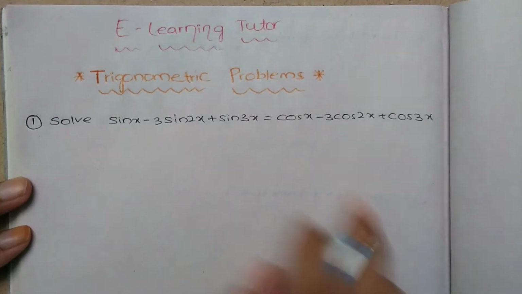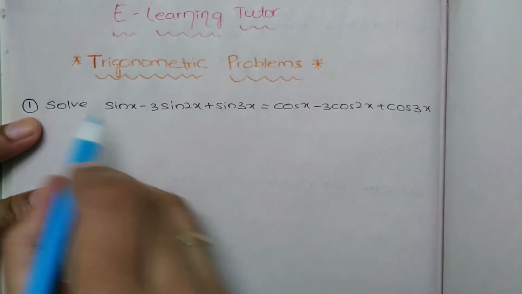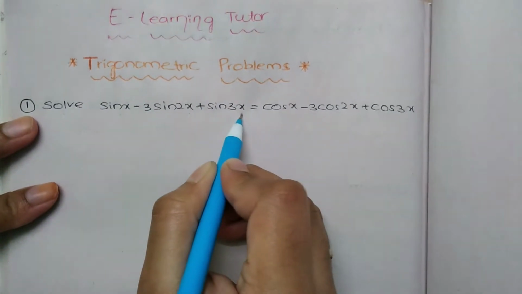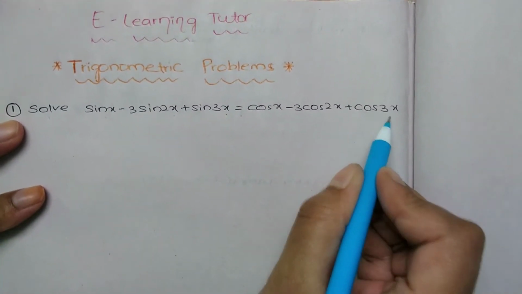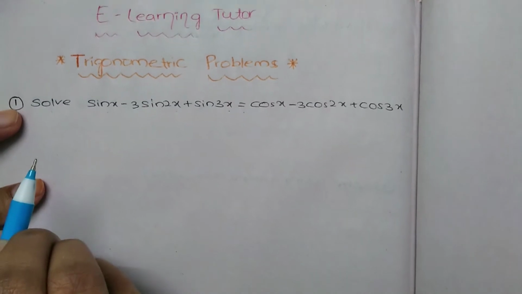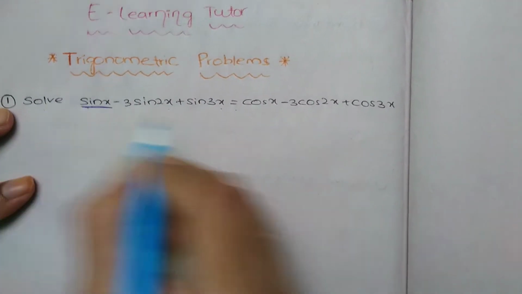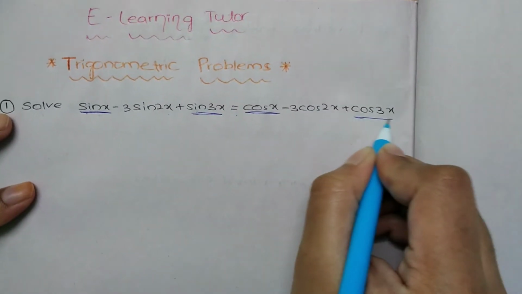Today let's solve a few trigonometric problems. Okay, first one is this. What is given? Solve sin x minus 3 sin 2x plus sin 3x is equal to cos x minus 3 cos 2x plus cos 3x. Okay, first what you have to observe is these both and these both.